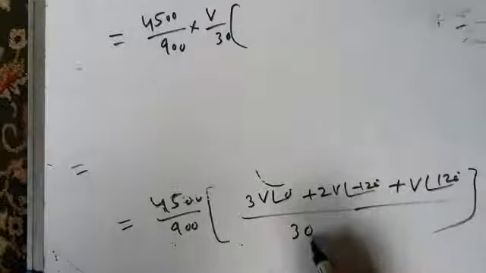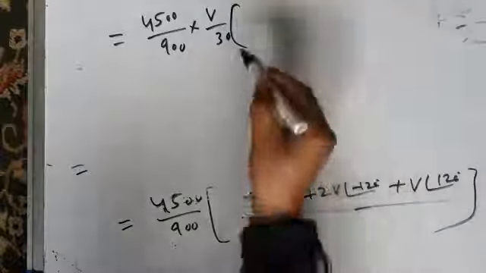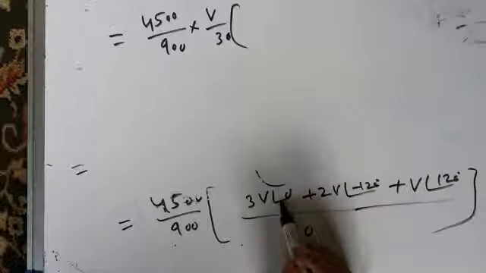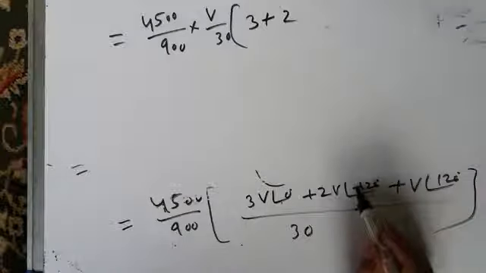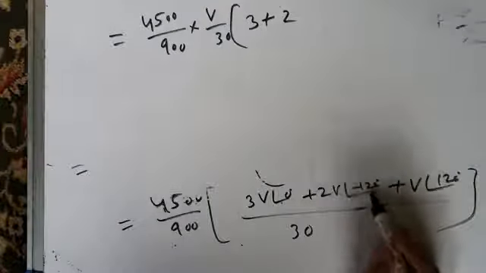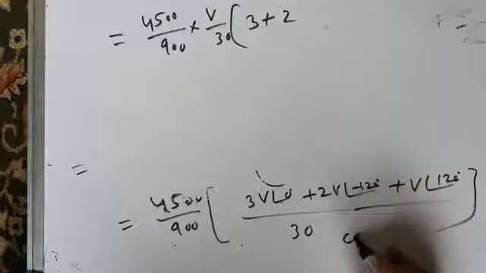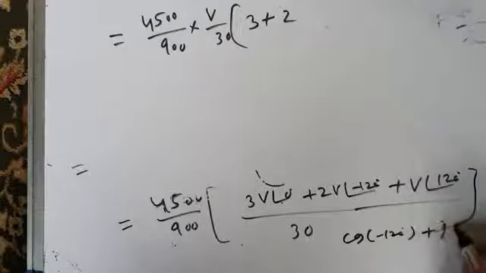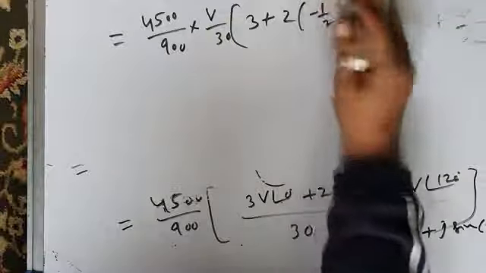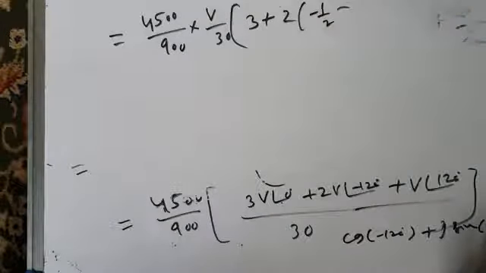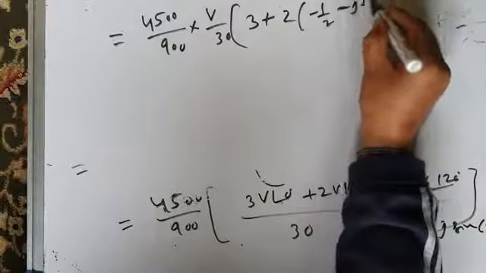V is common in all three, and 30 is below, so V by 30. Now I will get 3 at an angle of 0 degrees, that is 3 itself, plus 2 at an angle of minus 120 degrees. What is minus 120 degrees? Phase angle of minus 120 degrees means cos minus 120 degrees plus J sine minus 120. What is cos minus 120 degrees? Cos minus 120 degrees or cos plus 120 degrees is minus 1 by 2. Plus J sine minus 120 degrees: sine 120 degrees is root 3 by 2, but it is minus, so it is minus J root 3 by 2.